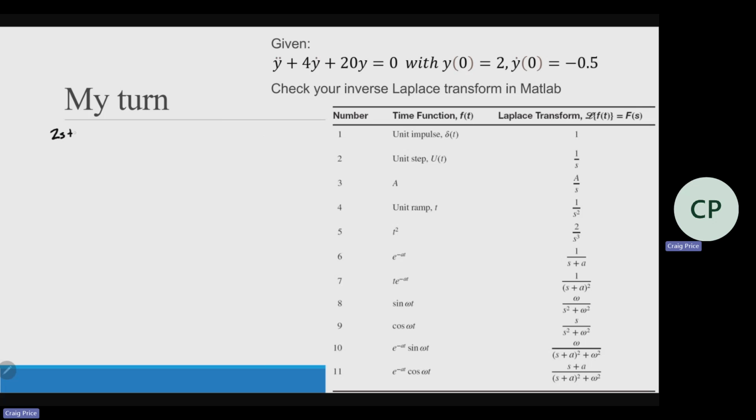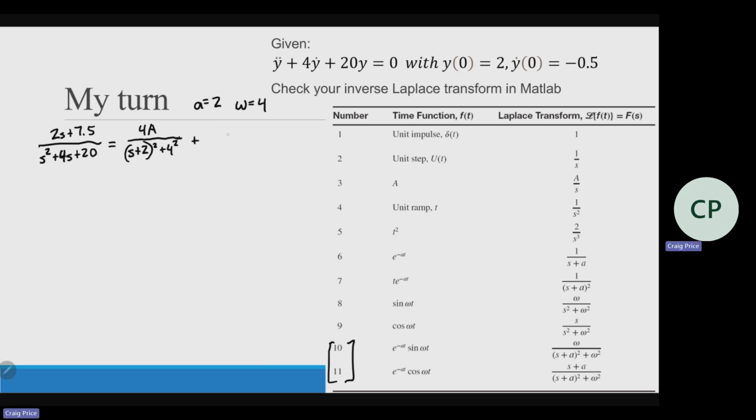So we have a 2s plus 7.5 over s squared plus 4s plus 20. I'm going to set up two partial fractions using this. Now, we found the roots. So a is equal to 2 and omega is equal to 4. And so we're going to have a 4a over s plus 2 squared plus 4 squared.